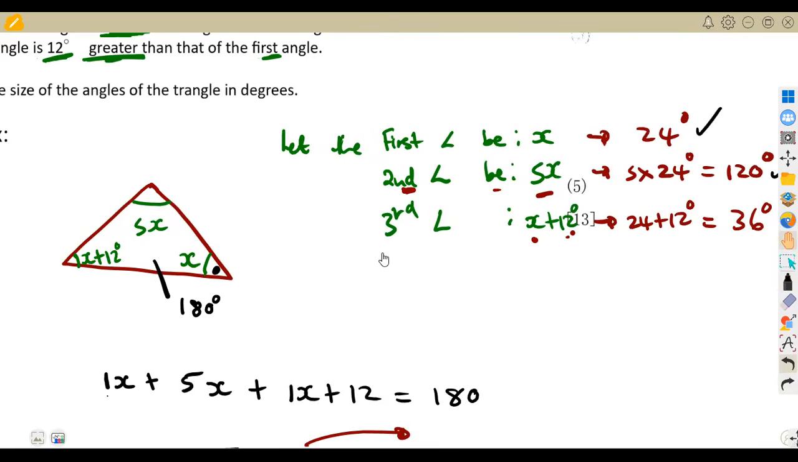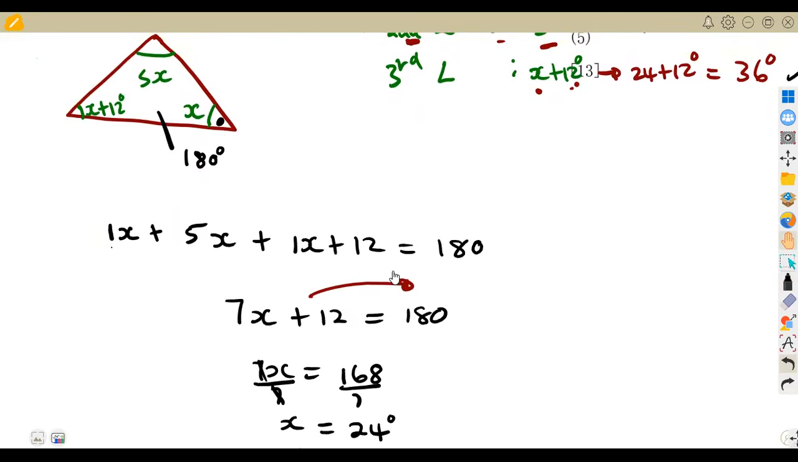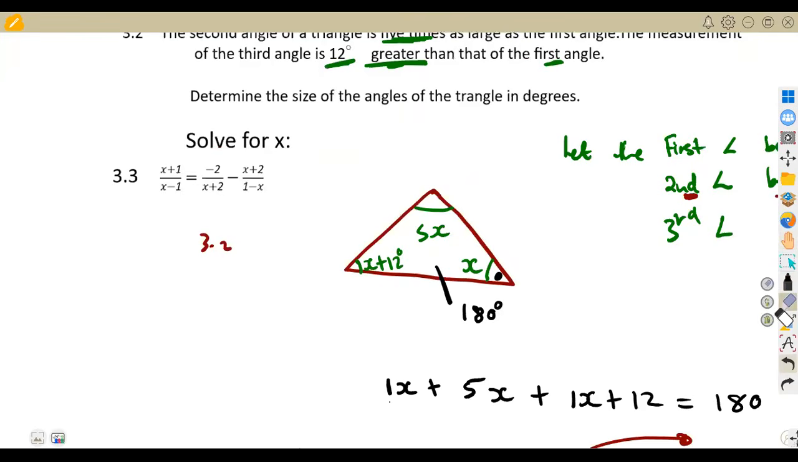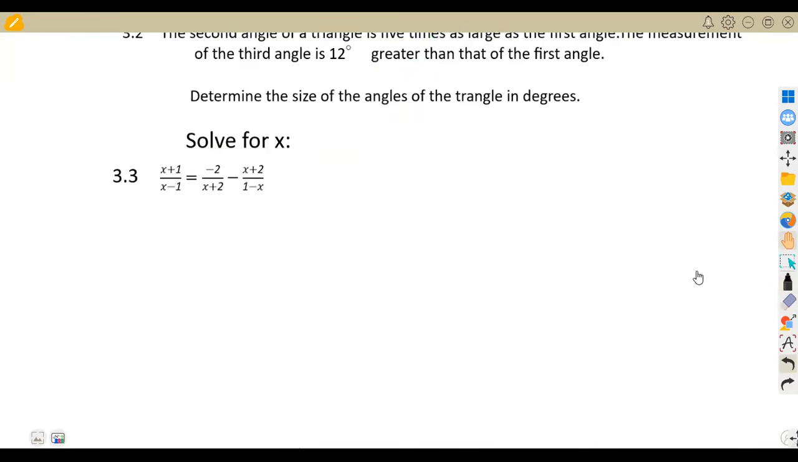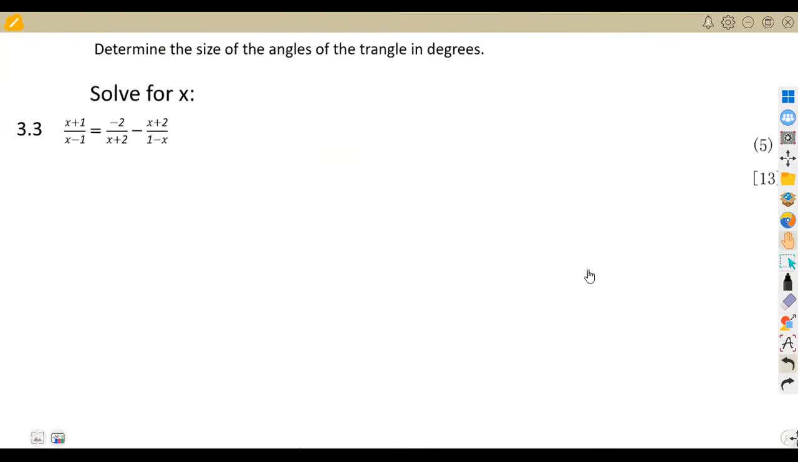All right, so that was it. Just understanding your word problem, then understanding also the properties of a triangle. They were testing you on a lot of things here: one, to formulate from the word problem, and also to understand the properties of a triangle. All right, so for x, that is 5 marks.